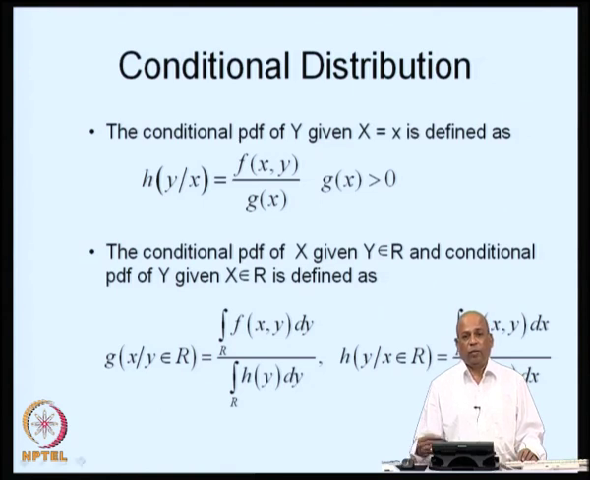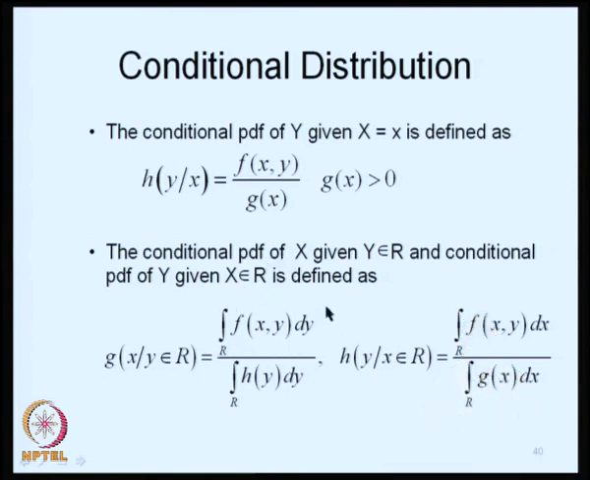Similarly, for h of y given x belonging to a region. So, when we are talking about the conditions placed on one of the variables as belonging to a certain region R, then we integrate both f of x y as well as the marginal density over that particular region with respect to the second variable on which the conditions are placed.